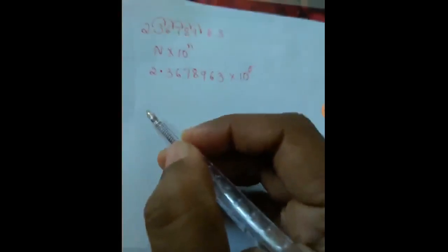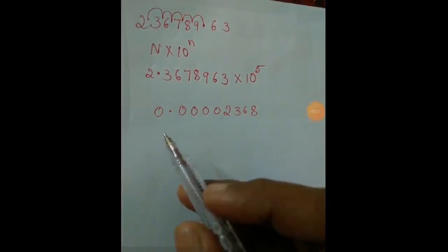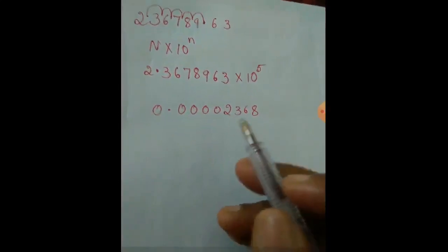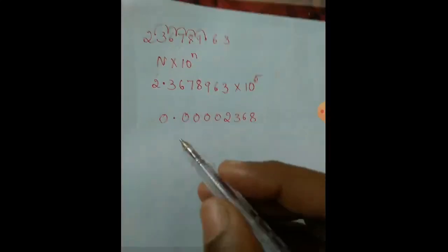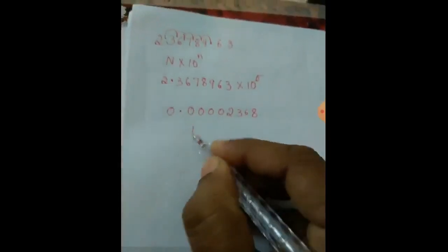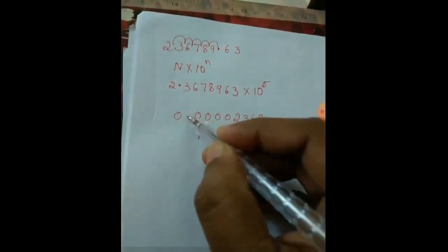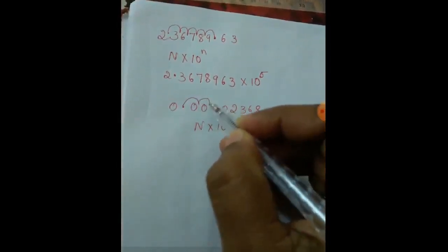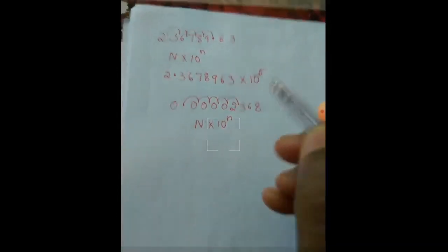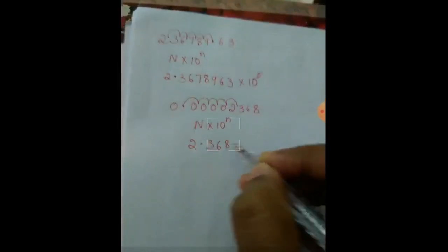Now one more example I have taken, that is 0.00002368. Now this also I can write in a scientific notation, that is n into 10 to the power n. Now here just see 1 2 3 4 5. Okay, so here I will write 2.368 into 10 to the power.